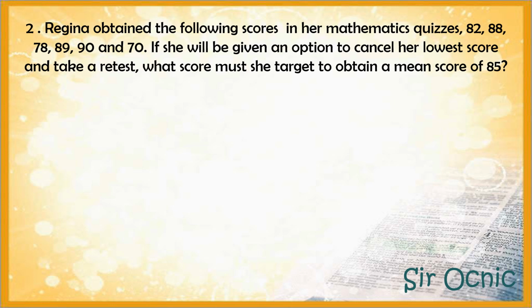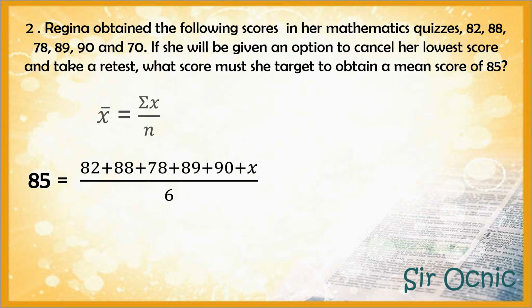If she will retake the test wherein she got a score of 70, and that the mean of her scores must be 85, the equation would be 85 is equal to 82 plus 88 plus 78 plus 89 plus 90 plus x, wherein x represents the score she must get in order for her to get an average score of 85, all over 6. Why 6? Simply because there are 6 tests or 6 quizzes.